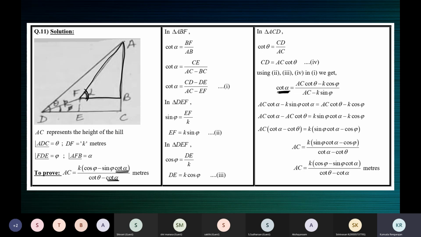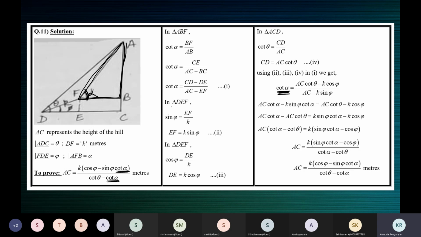Why should we find cot alpha? Because we're going to start with this triangle, and in this triangle, the angle is alpha. When you look at the result, the T ratio for alpha is cot. So let's find cot alpha.